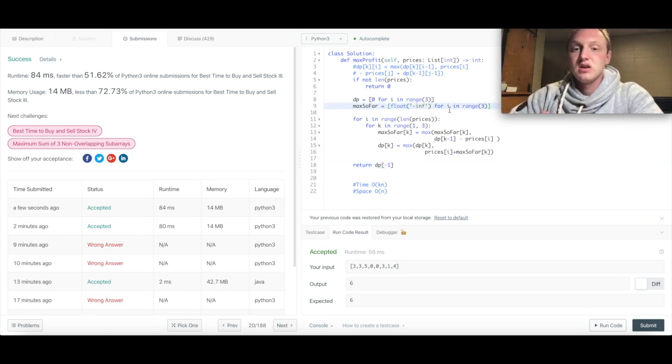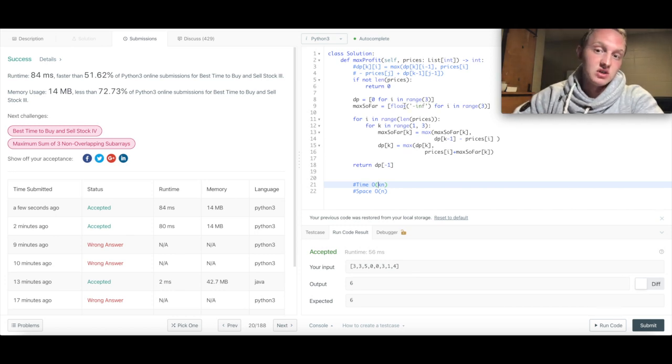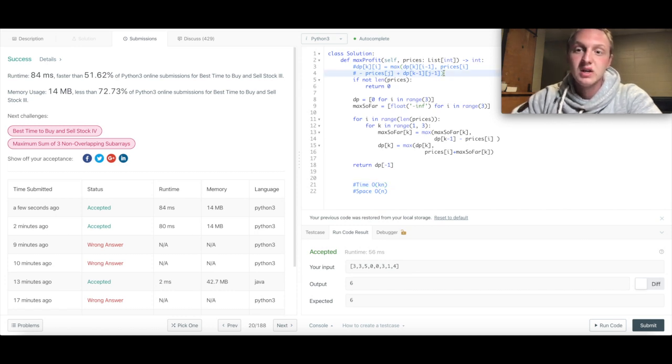Essentially, you can get rid of this k by switching to just regular variables, having 4 variables. One is going to be sell 1 for the first, buy 1 for the first transaction, sell 1 for the first transaction, buy 2 for the second transaction, and sell 2 for the second transaction. And using those variables, you can implement this dynamic programming formula.